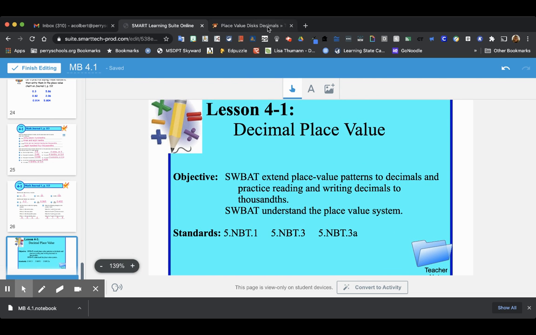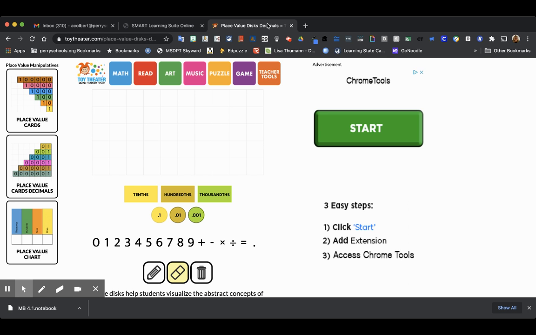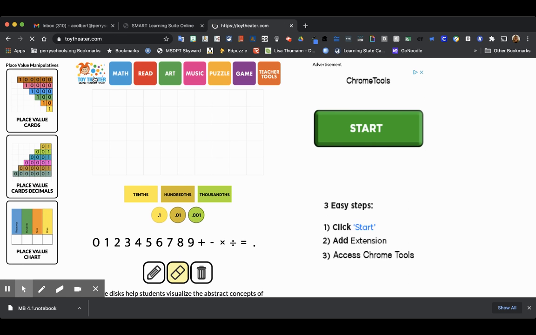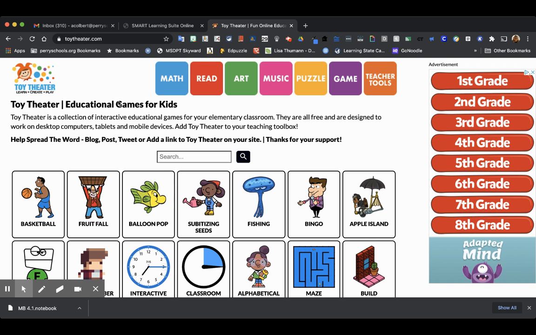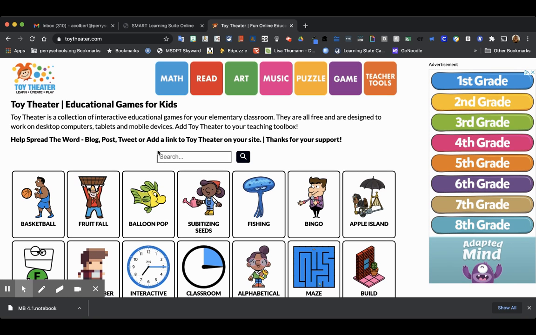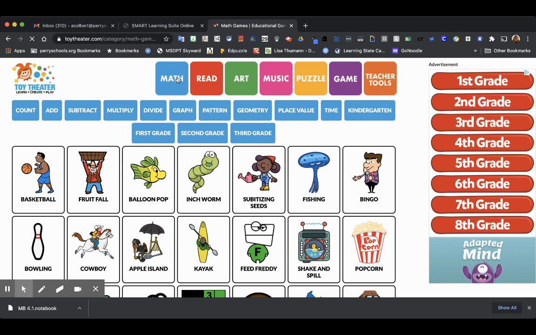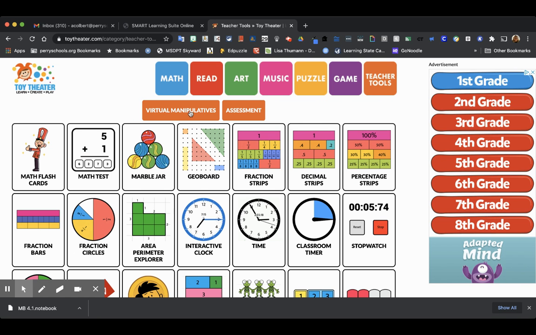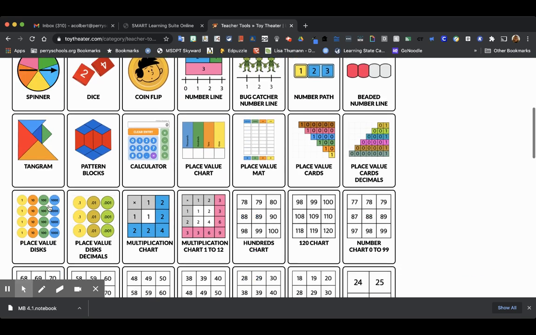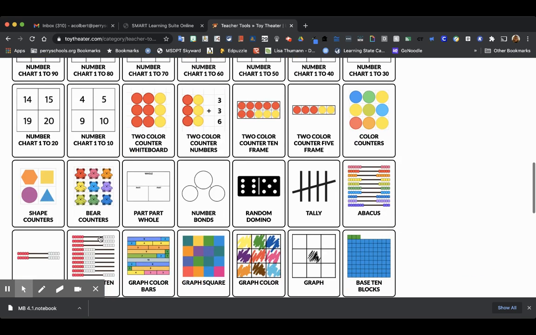So I want to go back to this before we end. This website here is Toy Theater, and it's just toytheater.com. There's lots of different activities on here that can help you. But if we look at math specifically, or you can also look at teacher tools, they have virtual manipulatives. So they have all kinds of things that can help out as you are practicing your math at home.